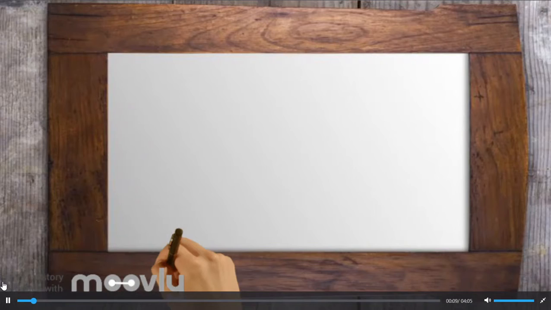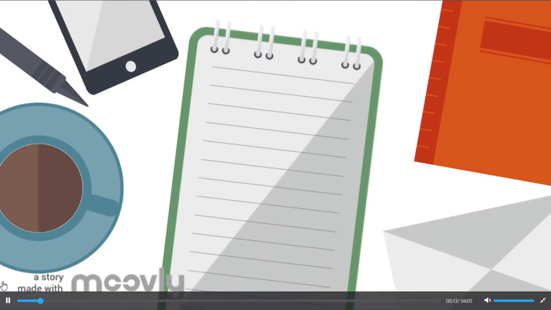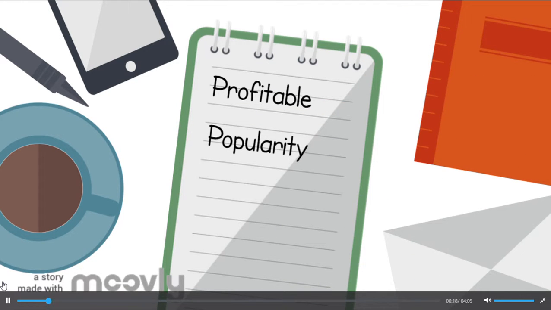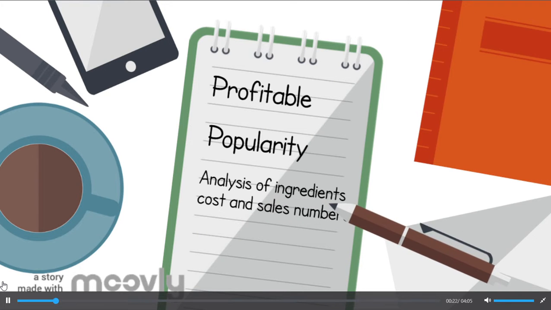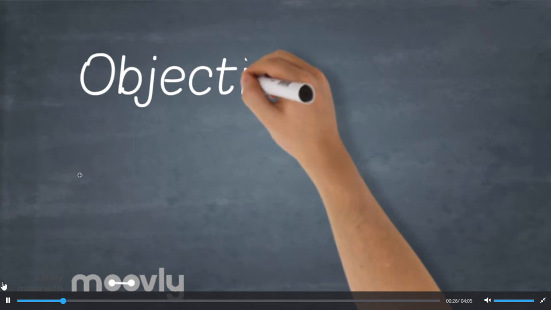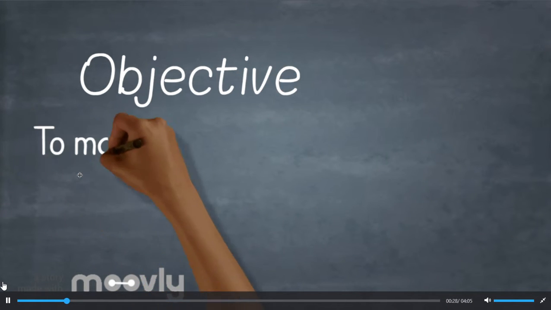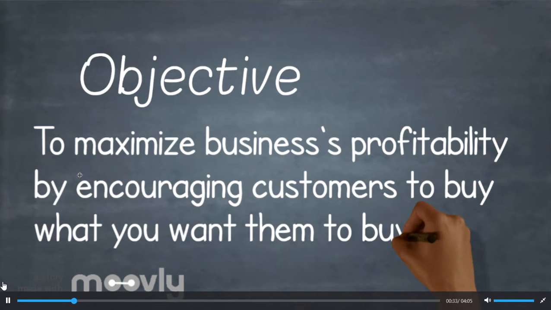First, let's know what menu engineering is. Menu engineering is the study of profitability and popularity of the menu items. It is also the combination of analysis of your ingredient cost and sales number. The objective of menu engineering is to maximize the business profitability by encouraging customers to buy what you want them to buy.